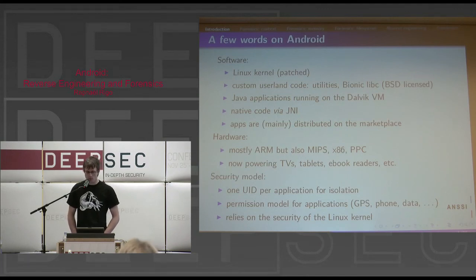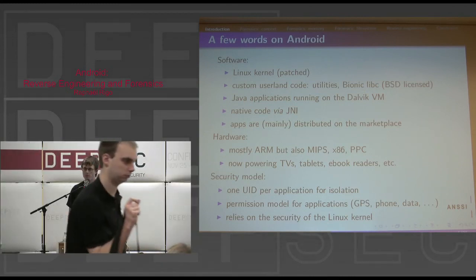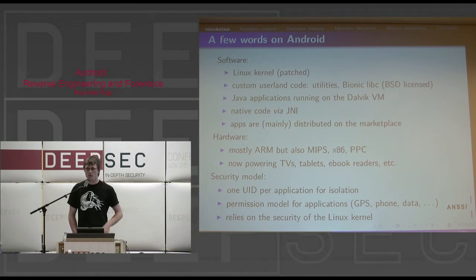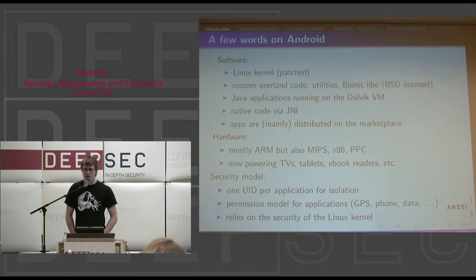Also, something that is really important is Java. The applications written by developers are usually written in Java, but it's not a standard Java virtual machine. Instead, you get the Dalvik virtual machine. I will get back to it afterwards. But developers can also write native code for their applications, using the standard Java interface, that is the Java Native Interface. We'll get back to that later too. And applications, while they can be installed by people using a USB cable, are mostly distributed via the marketplace or via websites.